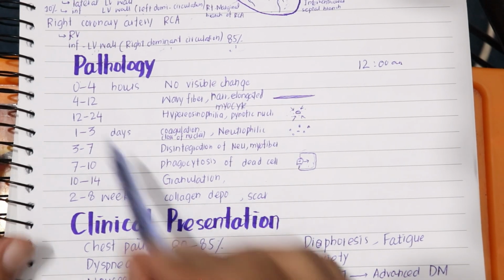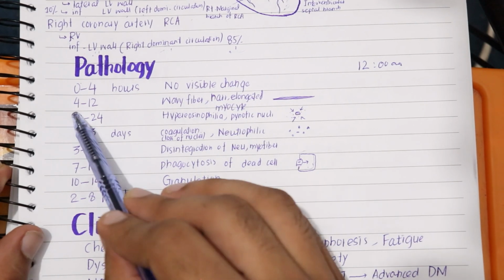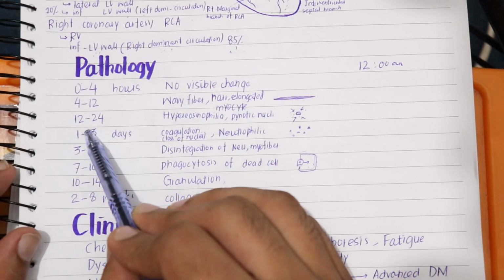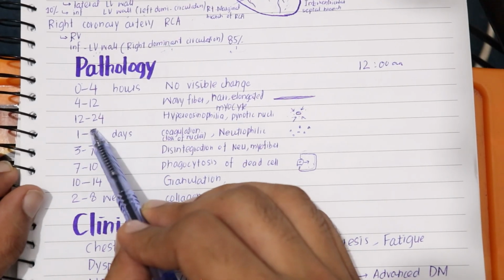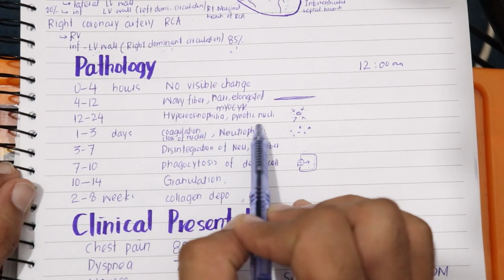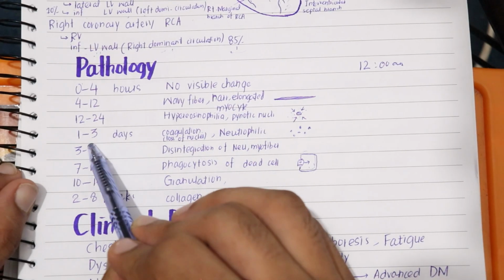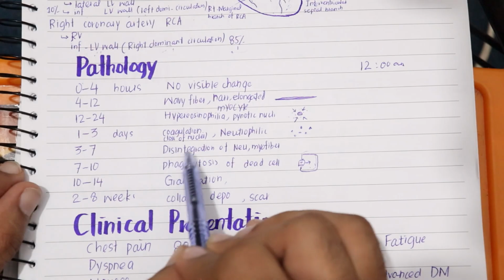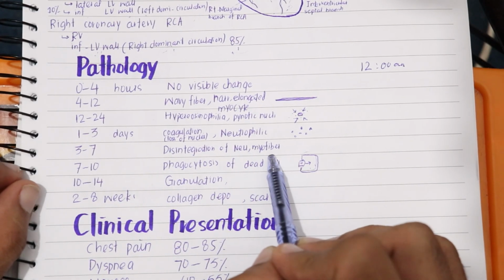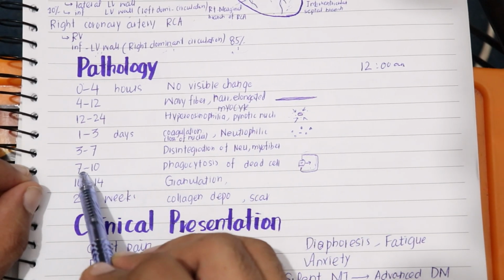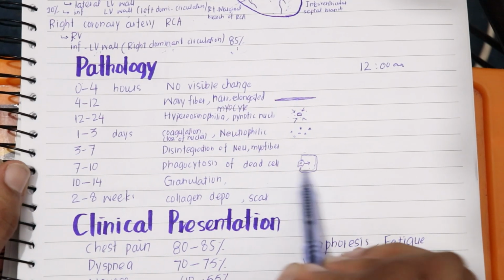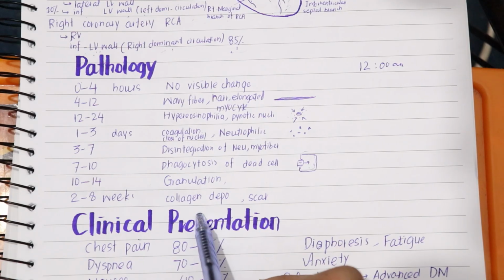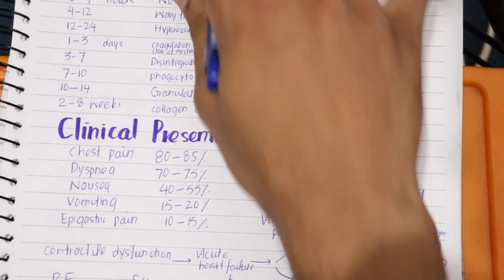Again, we'll see: from 0 to 4 hours, there is no visible change. 4 to 12 hours, wavy, narrow, elongated myofibers. From 12 to 24 hours, hypereosinophilia and pyknotic nuclei. 1 to 3 days, coagulation necrosis and neutrophilic infiltration. 3 to 7 days, disintegration of nuclei as well as myofibers, while from 7 to 10 days, there is phagocytosis of dead cells, and then formation of granulation tissue, and ultimately collagen deposition and scar formation.